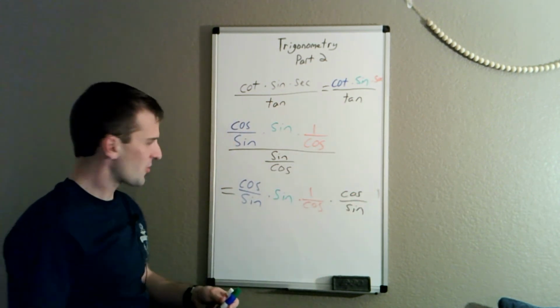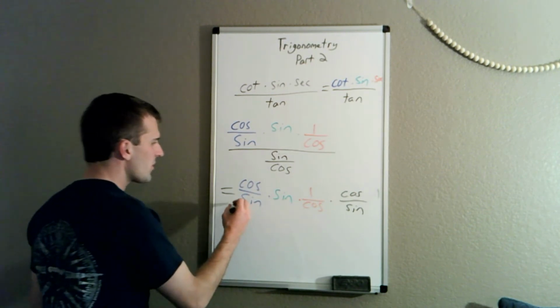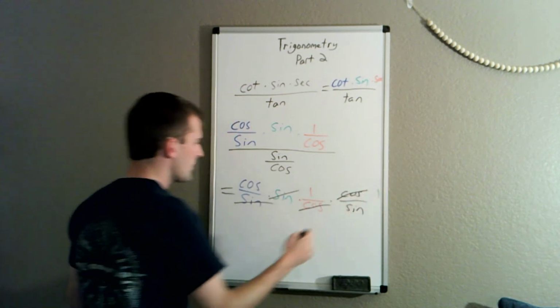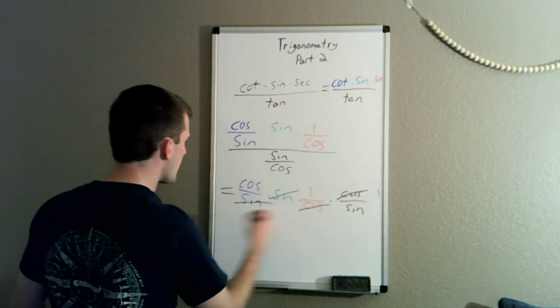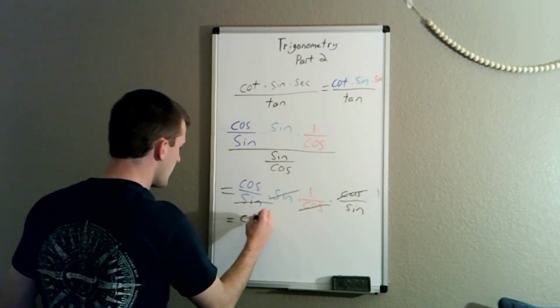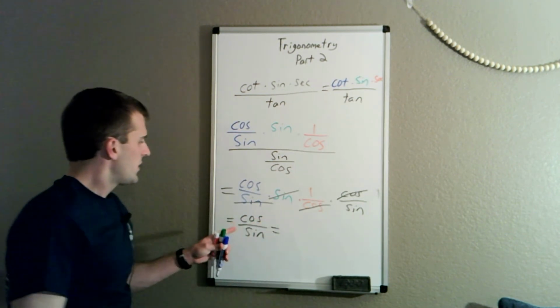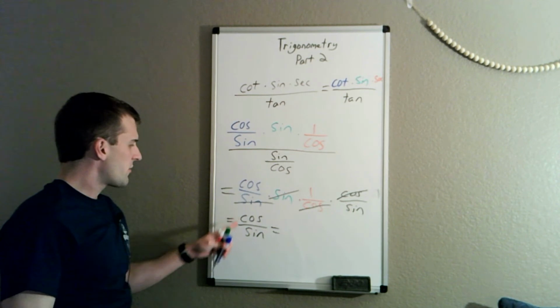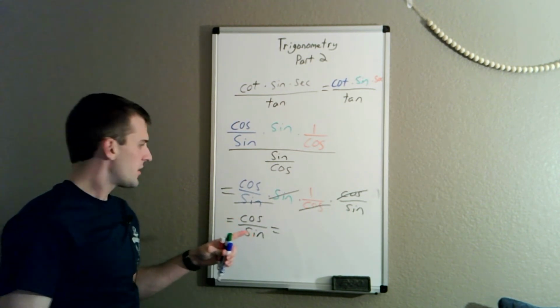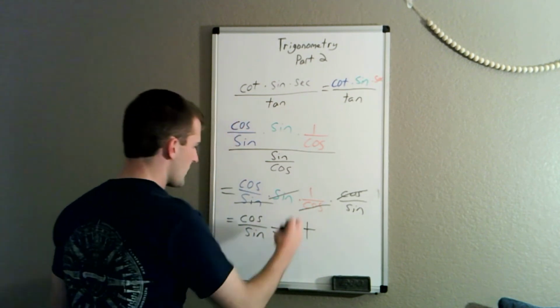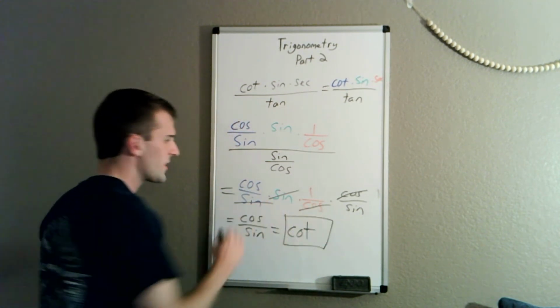And now we can cancel quite a lot. So the sines cancel, the cosines cancel, and we are left with just cosine divided by sine. And from what we said earlier, cosine divided by sine is the same thing as cotangent. And so that is our answer to this problem.